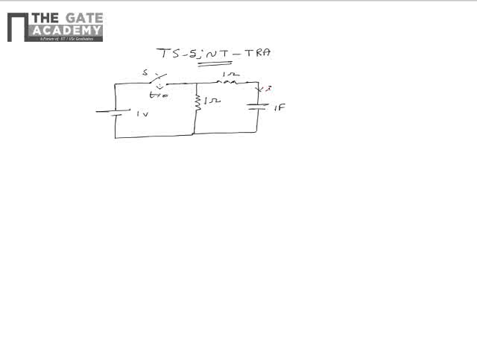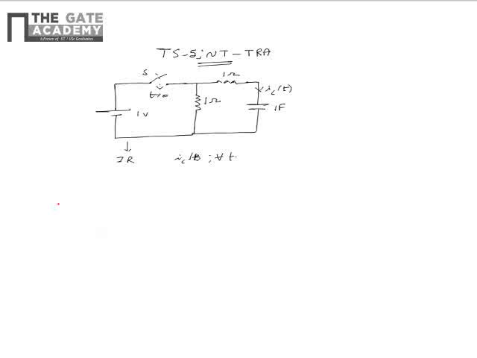The current through the capacitor is given as IC of t. It is given that the circuit is initially relaxed. We need to find IC of t for every t.